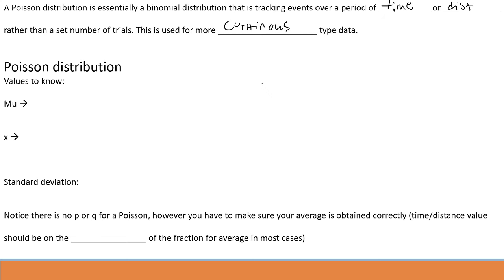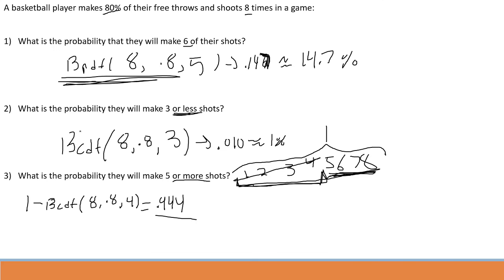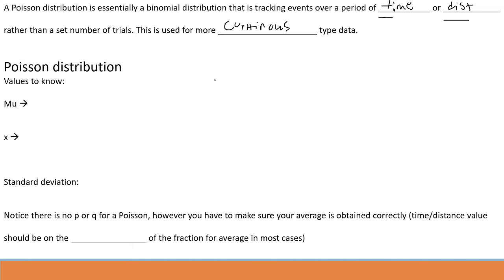I probably misspelled that, but it's more for continuous data, because remember, continuous data is like time or distance. You measure time and you measure distance. Whereas binomial is more for discrete data because you count the number of free throws they attempt. You don't measure the number of free throws they attempt, you count them. Here we're measuring. So a Poisson only has 2 values to be aware of.